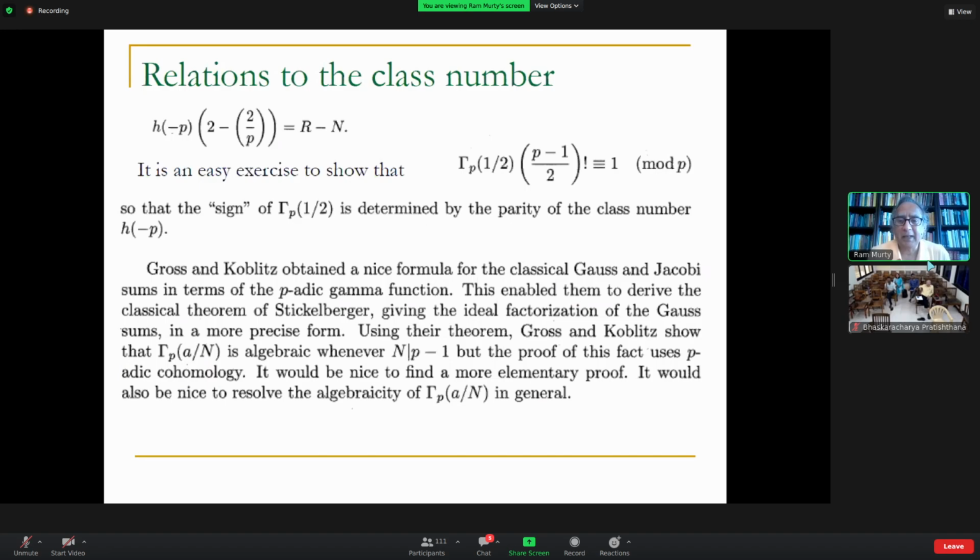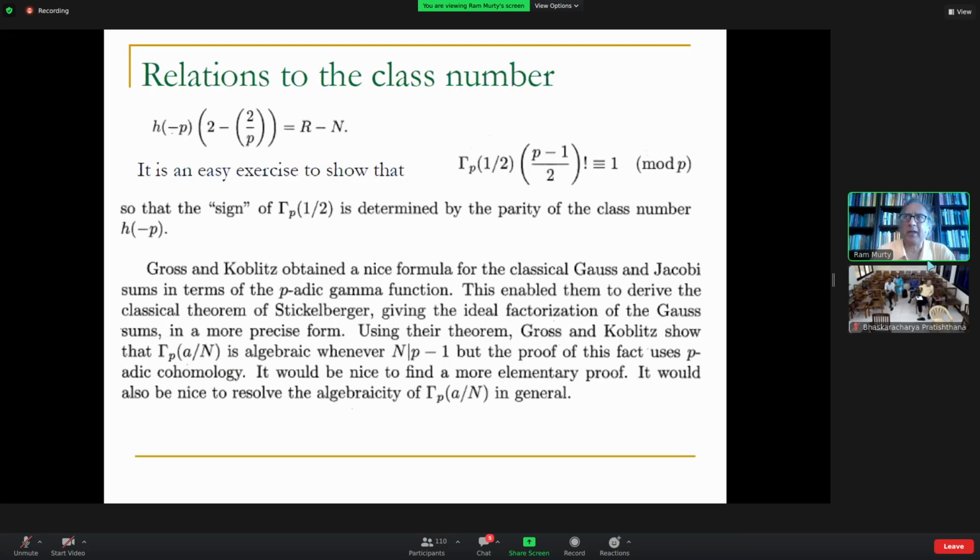And in that context, they were able to show that Γ_p(a/n) is algebraic whenever n divides p−1. But the proof of this fact uses p-adic cohomology, and it would be very nice to find a more elementary proof. And it would also be nice to resolve the algebraicity of Γ_p(a/n) in general.